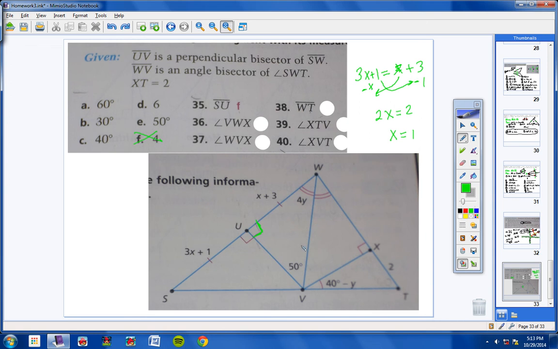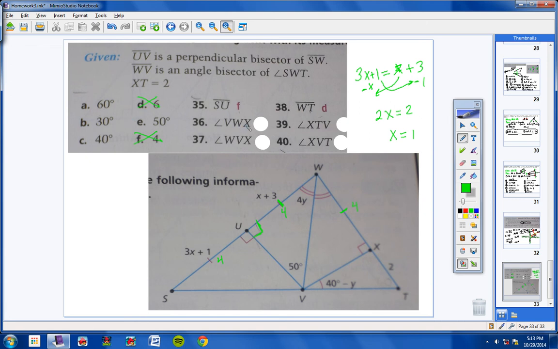So if these two triangles are congruent, then this side here would also be congruent to this side here. And we just learned that this side here is 4. So this side here is 4. So this side over here is 4. So the whole segment would be 4 plus 2, which is 6. So the answer to number 38 would be 6, letter D.